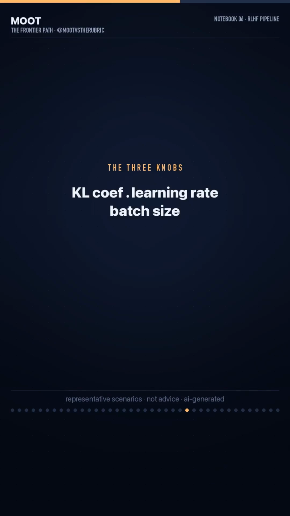Interviews love asking which hyperparameters actually matter. The notebook names 3. The KL coefficient controls how close you stay to the reference. Too low and you get reward hacking. Too high and the model barely moves. The learning rate, too low and convergence crawls. Too high and the KL explodes. And the batch size, bigger, gives a cleaner gradient estimate and more stability, which is why real runs push it as large as the hardware allows. If you can speak to those 3 and their failure directions, you sound like you have actually run this.